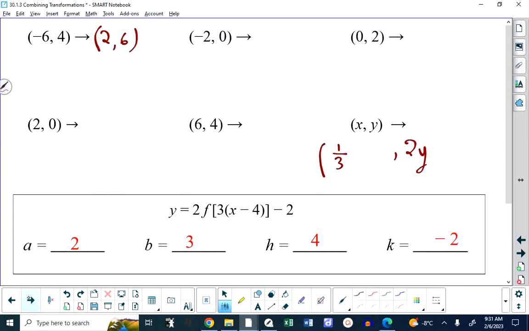After that, what did we do? Well, we shifted it to the right 4, which means after we multiplied x by 1/3, we added 4. And after we multiplied y by 2, we subtracted 2 because it was shifted down 2.